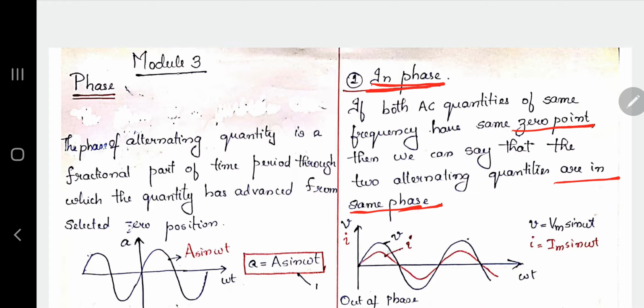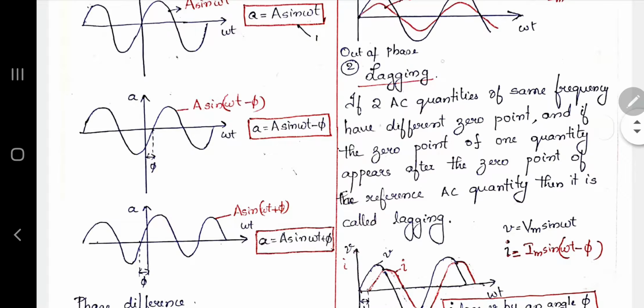I have compared two waveforms, one a voltage waveform and the other a current waveform. Here you can see that they have the same frequency, and only then can we compare them. The zero points of both waveforms are at the same point, which means both are in phase. You can observe one more thing: the zero points come together as well as their maximum points, which means they are going together, and we call this phase difference as in phase.